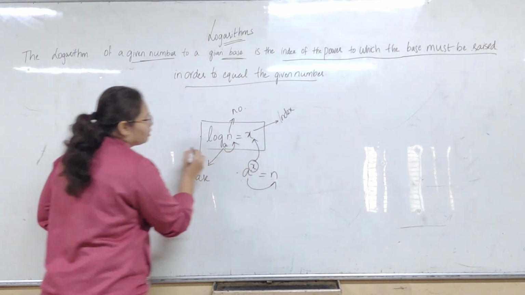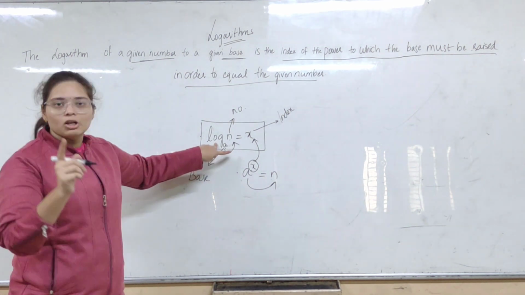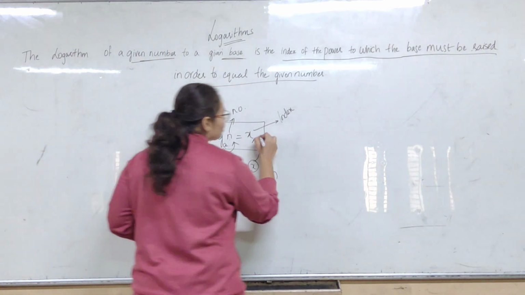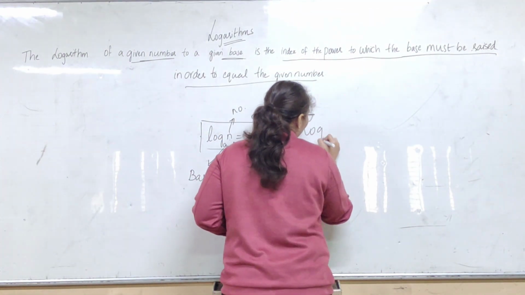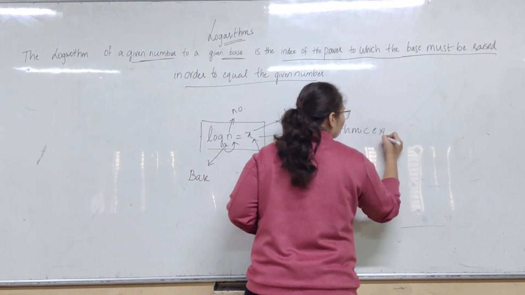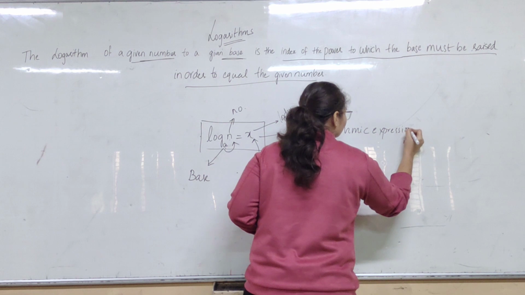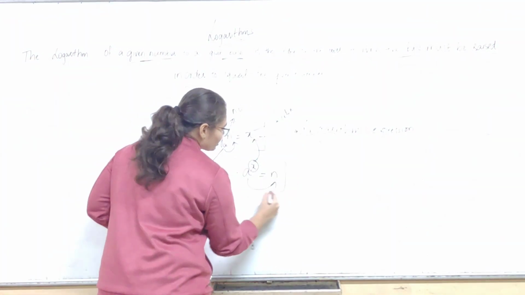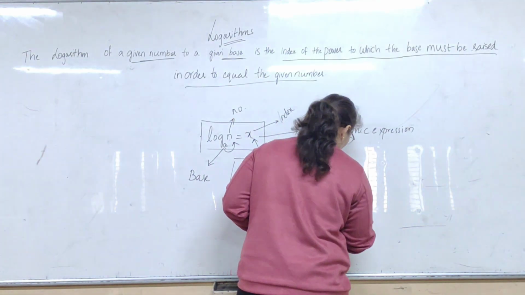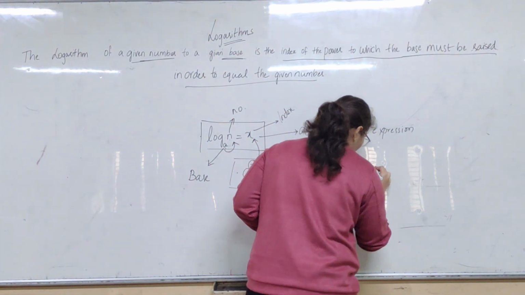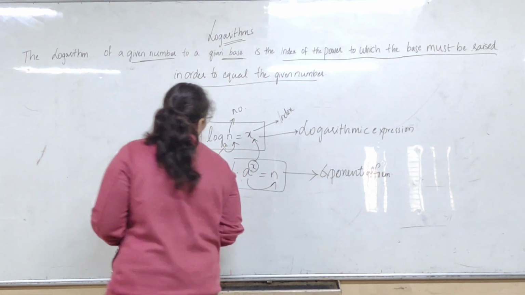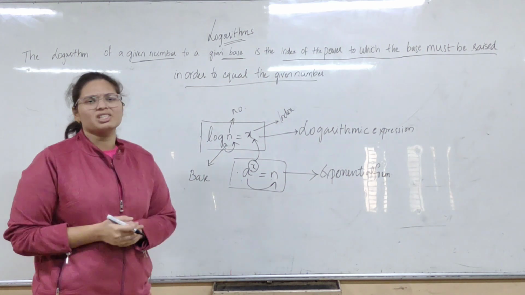So we can see that both of these are equal, but we have used the logarithmic function here and the exponent function here. That's why this is called the logarithmic expression, whereas this is called the exponential form. So, you got the definition.